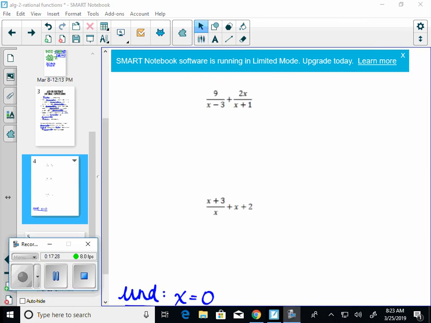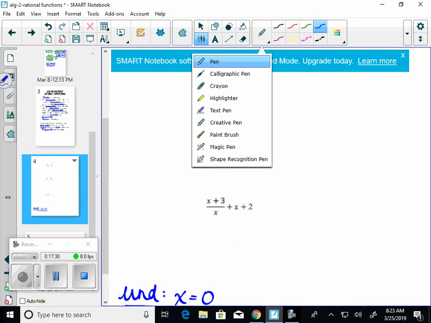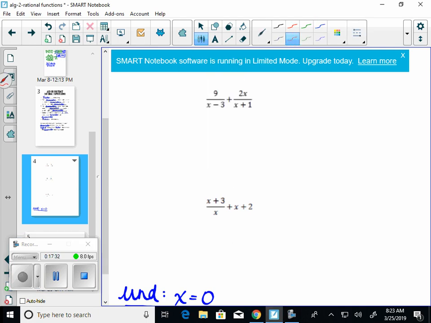All right, so look at the next one. 9 over x minus 3 plus 2x over x plus 1. Common denominator? Nope. So I need to make one. On the left side, what are you going to multiply by? X plus 1, because that's the denominator on the other side. And I'm going to make sure and do that top and bottom. And then on the right side, I'm going to multiply by x minus 3, top and bottom.